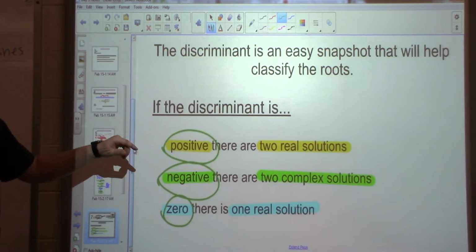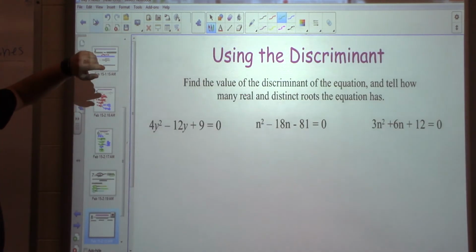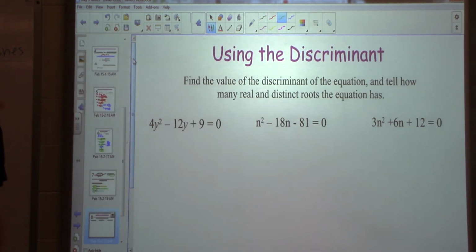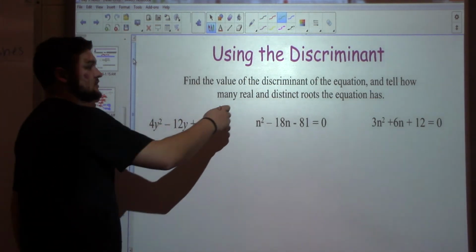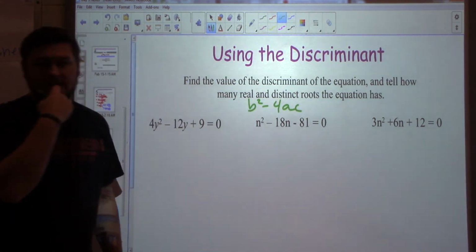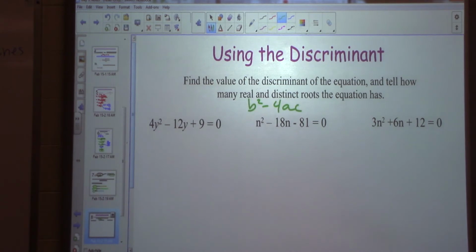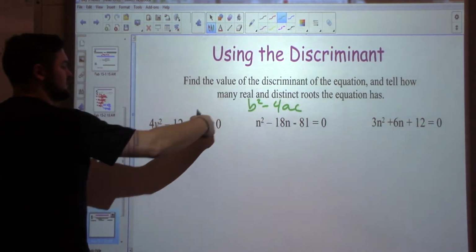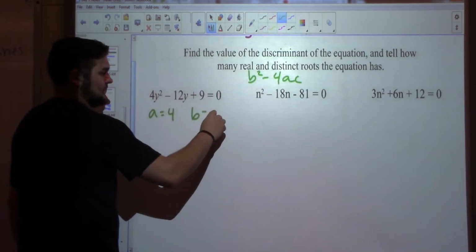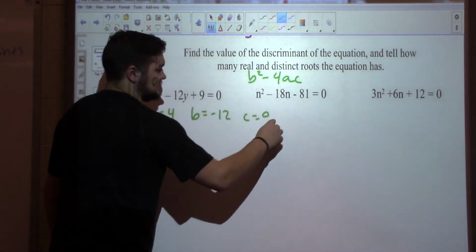Let's try one problem quick before we have to go, maybe 2 if we have time. I know I kind of flew through that explanation. Are we all okay with that? Yeah, that's fine. The discriminant, like I said, is b squared minus 4ac. The only part we're using from our quadratic formula is the part under the radical. Let's try the first one. A equals 4, b equals negative 12, and c equals 9.